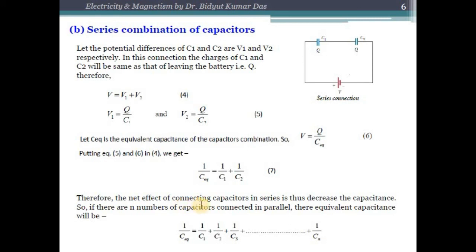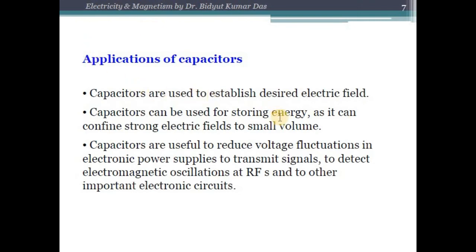Therefore, the net effect of connecting capacitors in series is to decrease the capacitance. So if there are n capacitors connected in series, the equivalent capacitance will be given by this relation. Now, what are the applications of capacitors?